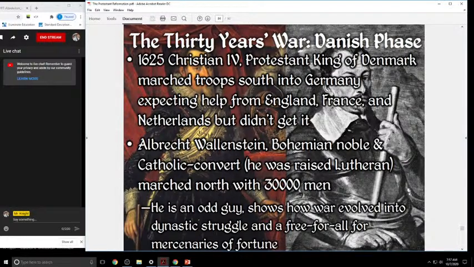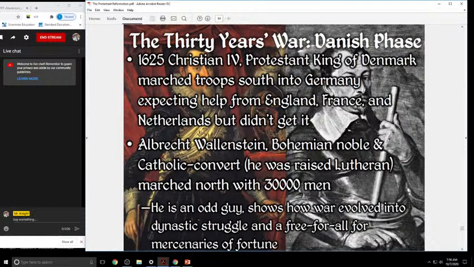He assists Frederick by marching troops south from Denmark into the lands of the Holy Roman Empire, what is now Germany. And he had expected to get help from England, who was also Protestant, France, who was Catholic but had lent their aid to the Protestants, and the Netherlands, which were also Protestant. But he doesn't get help from any of them.